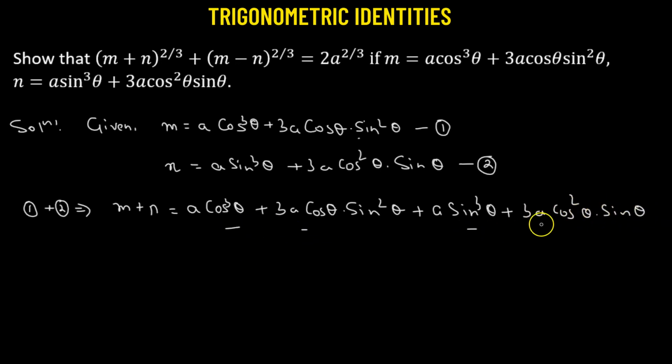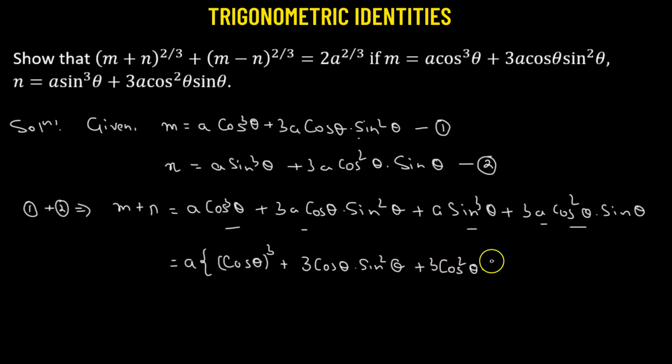In each of the terms, we have a as the common factor. So let's take a as the common factor, and we're going to rewrite each of the terms. So cosine cubed theta can be written as (cosine theta) whole raised to the power of 3. Plus, we have taken a as the common factor, we're left with 3 times cosine theta times sine squared theta. Now, instead of using the third term, we're going to use the fourth term first. So that will be 3 times cosine squared theta multiplied by sine theta. Plus, we have sine cubed theta, which will be (sine theta) whole cube.